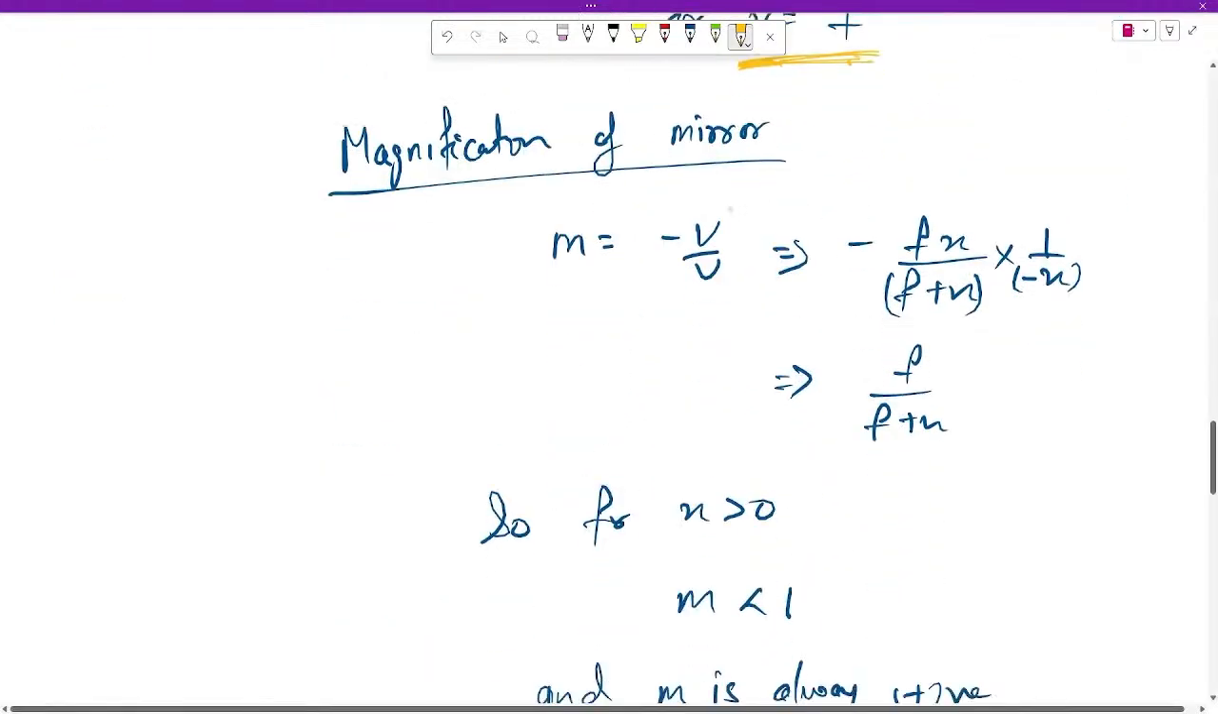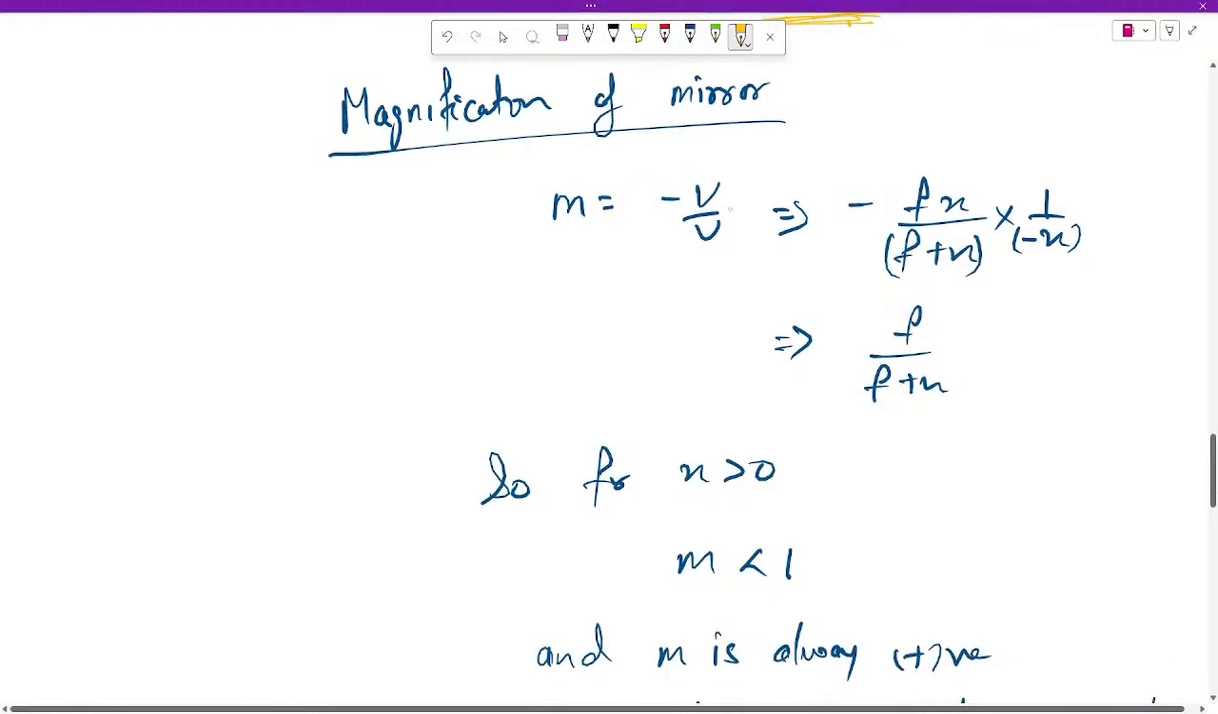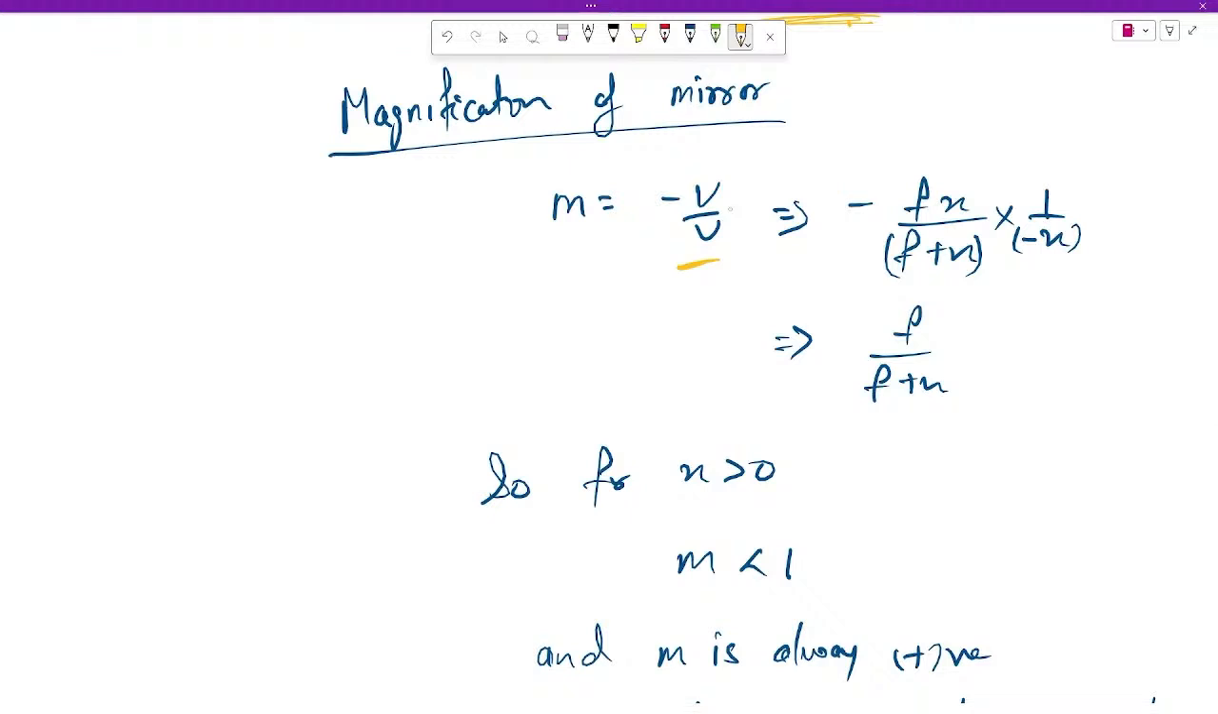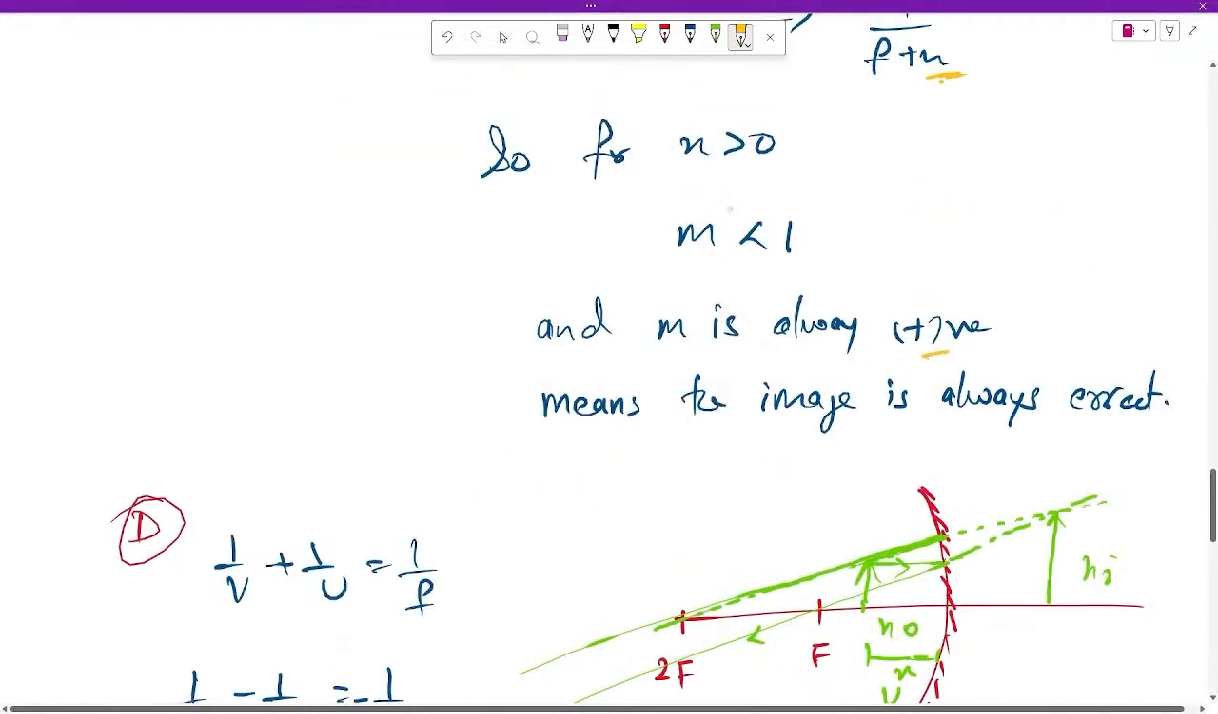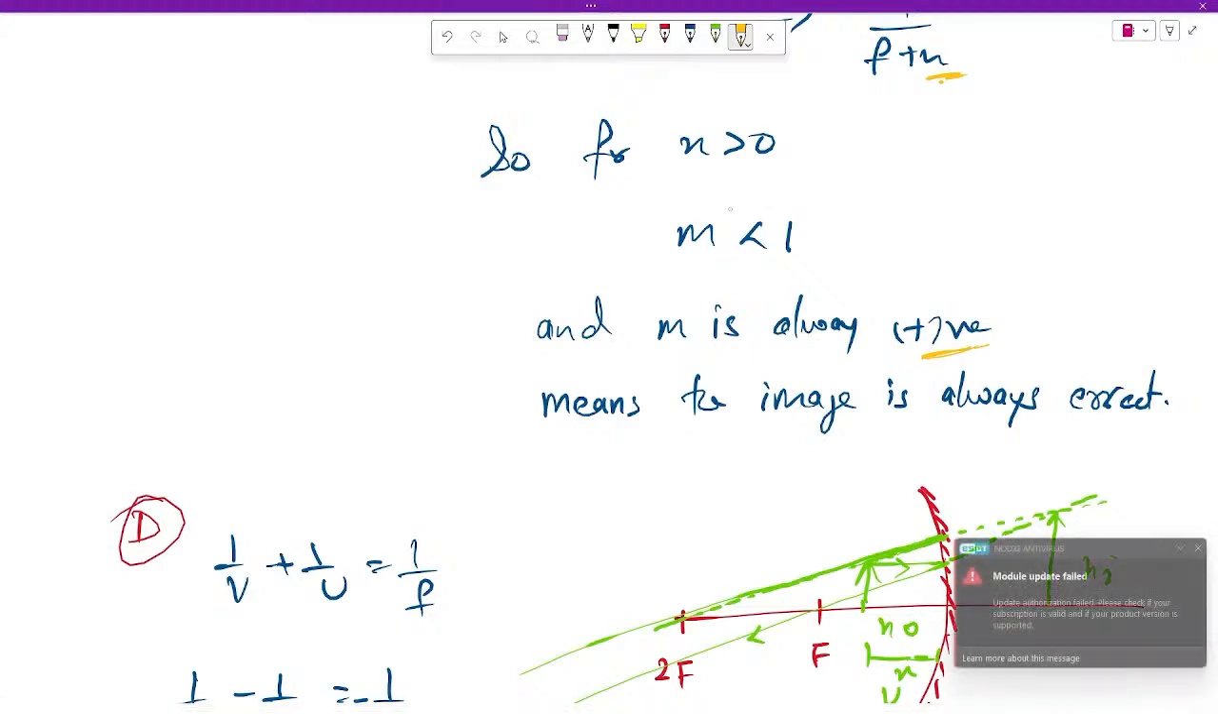Now we have to comment on the magnification in this case. Magnification, we know, is given by minus v by u. So we will substitute it in the formula, that is minus of fx by f plus x into 1 by u, that is 1 by minus x. Simplifying this, we will get f by f plus x. Now here we see that as x increases, f by f plus x is always going to be less than 1. That is, the image will always be diminished. And m is always going to be positive, that is, the virtual image will always be erect.